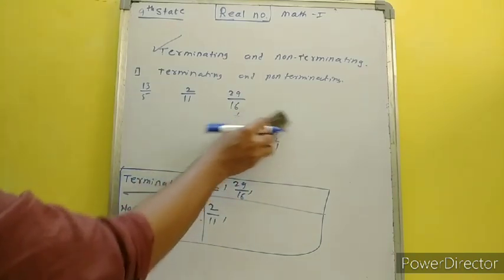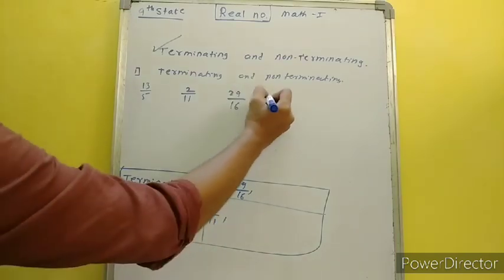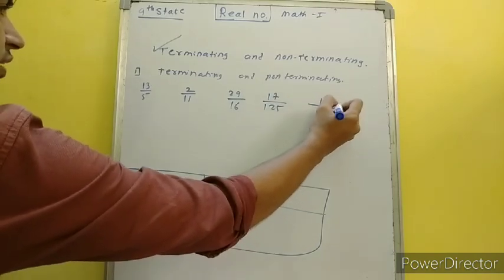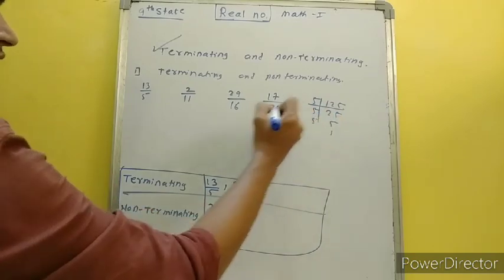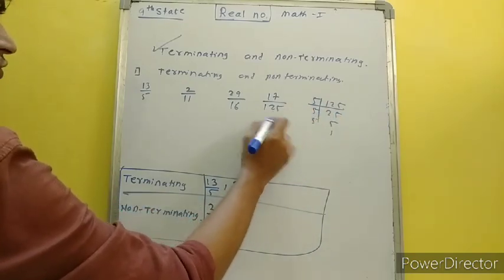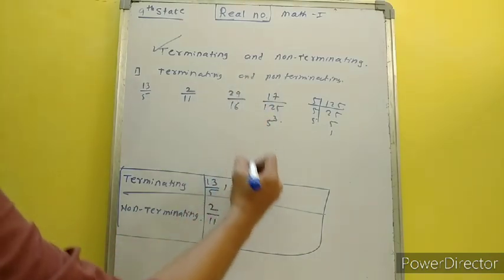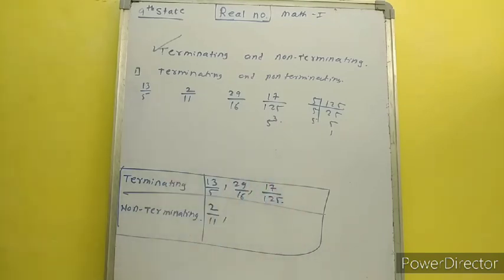Then we have 17 upon 125. What are the factors of 125? 5 25s are 125, 5 5s are 25, 5 1s are 5. So it is 5 raised to 3. So I write 17 upon 125 in the terminating column.